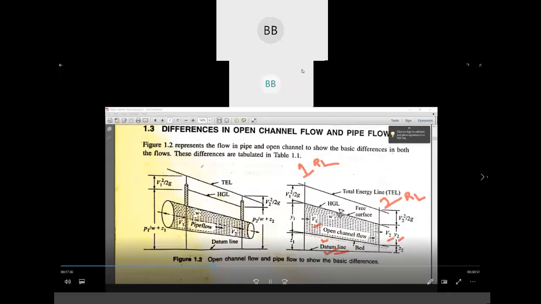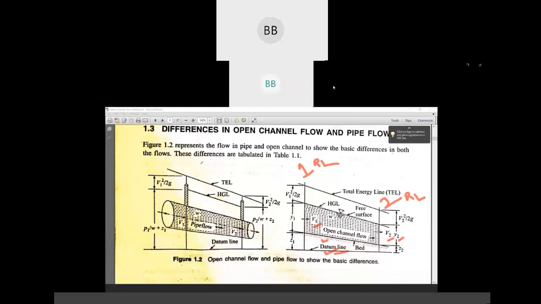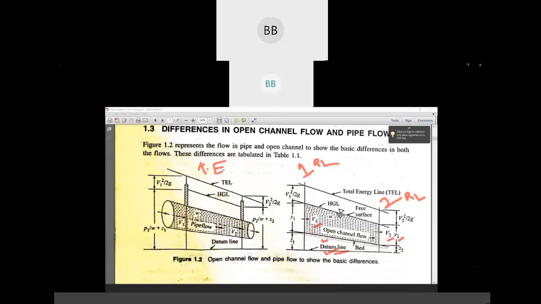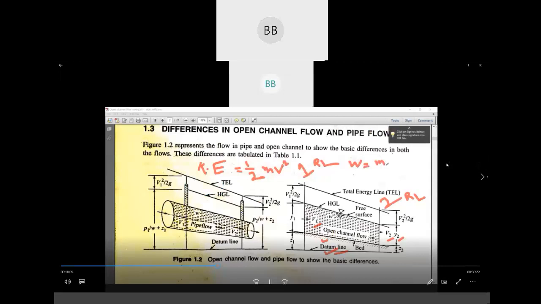I think you all know that kinetic energy is half mv square, right? It's a very familiar equation. Everyone knows that kinetic energy is half mv square. So that m is your mass. You know, weight is equal to mass into acceleration due to gravity. So weight is mass into acceleration due to gravity.